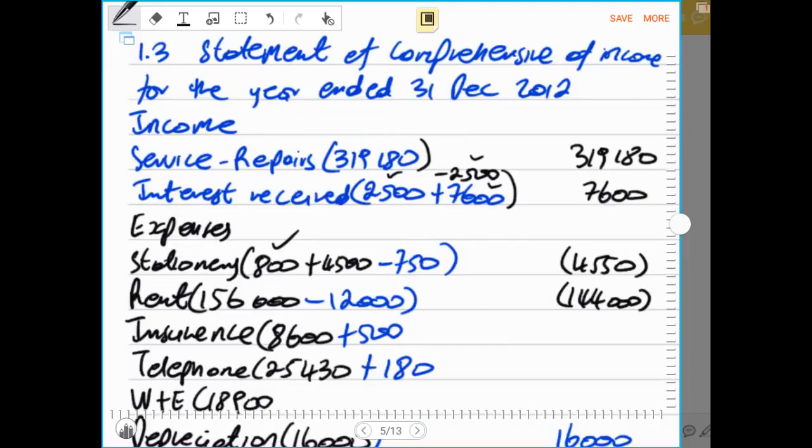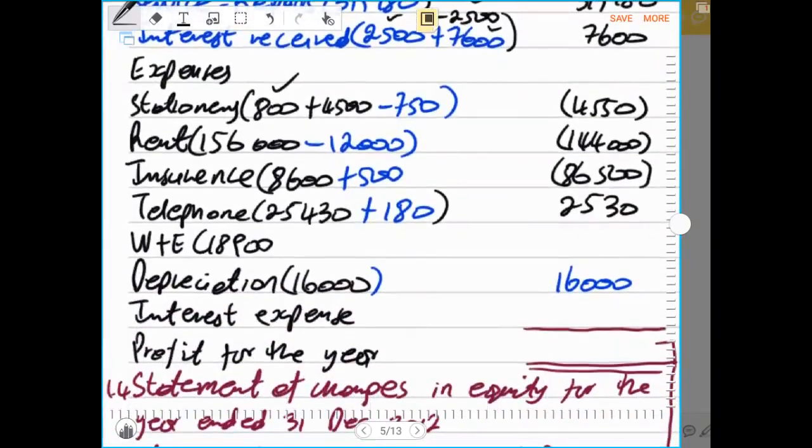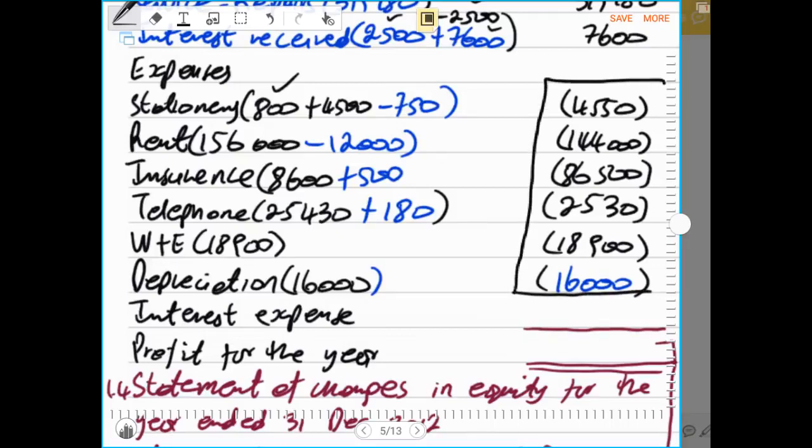Then insurance will be 86,500 in brackets, and telephone will be 2,530, and water and electricity, there was no adjustment, it remains 18,900. Make sure that your expenses are negative. Depreciation is still the same, 16,000 rands. Then withdraw a line. Remember, finance cost or interest expense must be outside the total expenses.